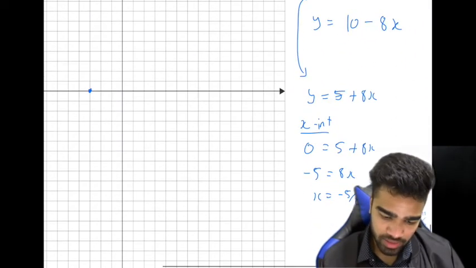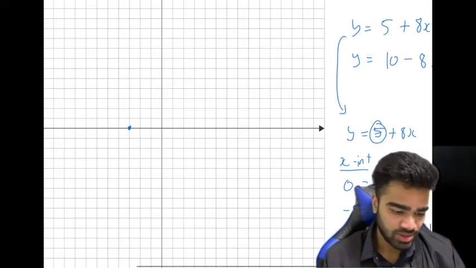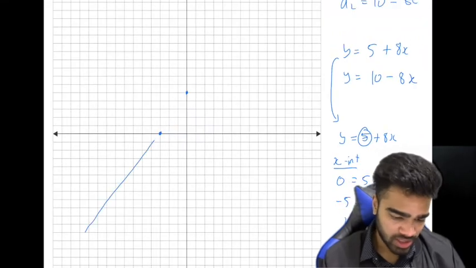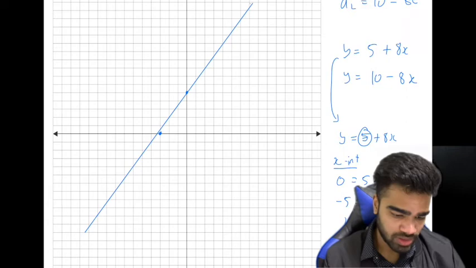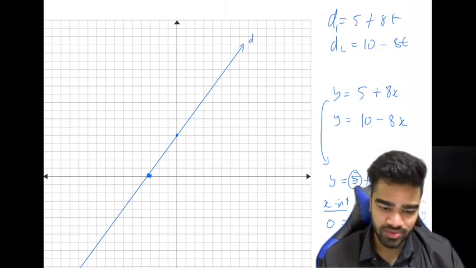And then we have to find the y-intercept. Y-intercept is just 5 because we're subbing x equals 0. So I'll just do that quickly. Let's say y-intercept is here. And then obviously sketch, connect the dots. Connect both those lines. I missed that dot, so I'm just going to change it. All right, so that's the first graph, D1.